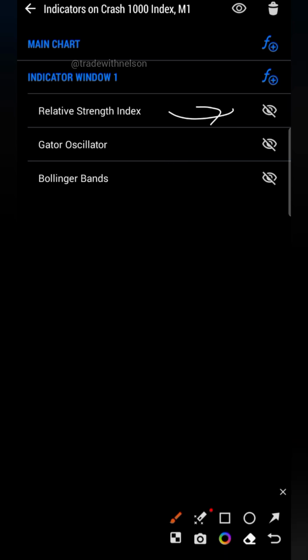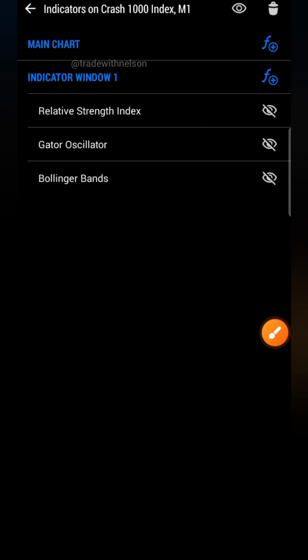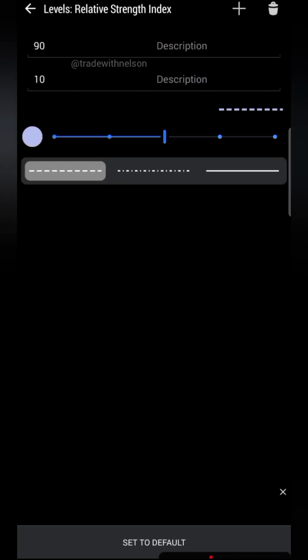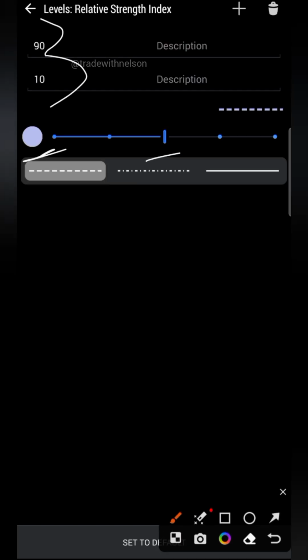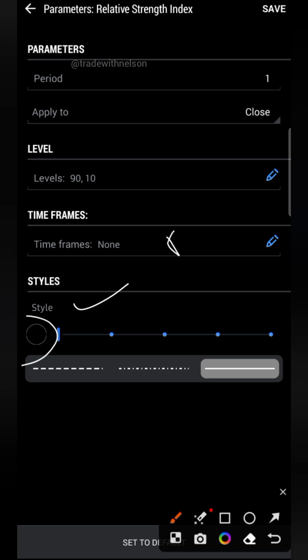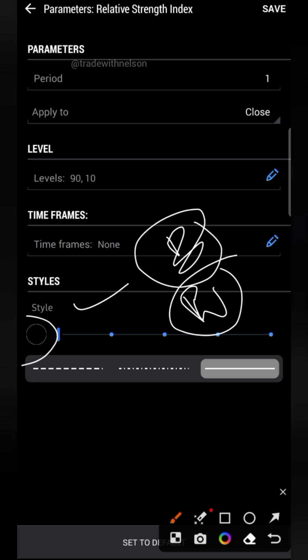To select the Relative Strength Index, click on the F icon on the main chart and search for your Relative Strength Index. Make the period to be 1, apply to close. For the levels, click on this pen icon, make it 90 and 10, color of your choice, 3 pixel. And for the style, make it color of your background. If your background is black, you make it black. If your background is white, you make it white, 1 pixel. After that, you click on save.